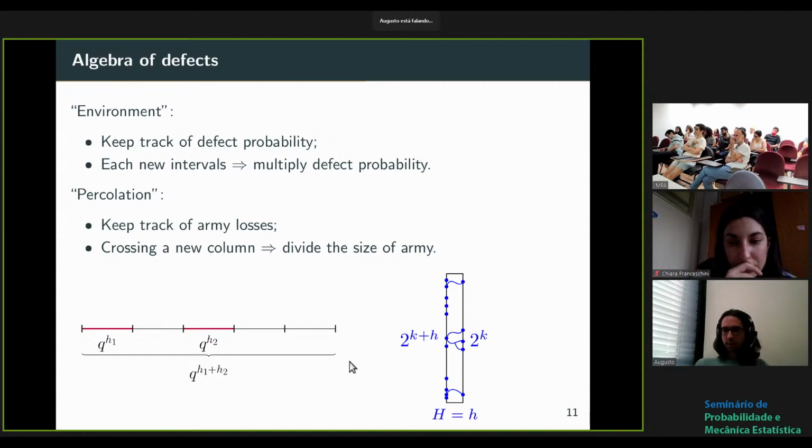So you see we had here 2 to something plus h, which was the type of defect we are crossing, and we end up with 2 to the k. We lost h in the exponent there. It's like saying that more or less every soldier dies with probability 2 to the, survives with probability 2 to the minus h. So these are the 2 ideas that we're going to detail more along the talk.